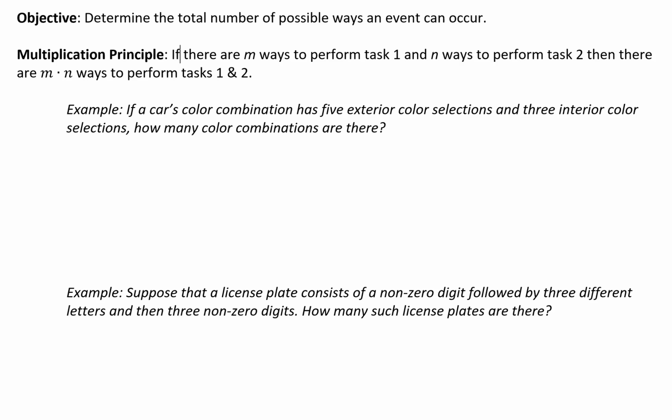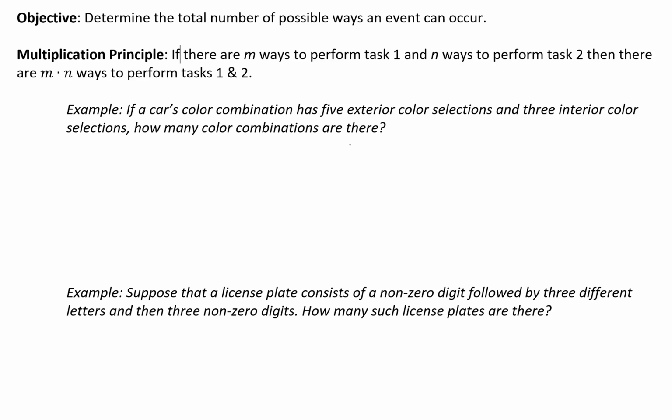The multiplication principle is if there are m ways to perform task 1 and n ways to perform task 2, then there are m times n ways to perform tasks 1 and 2. Here's a great example. If a car's color combination has 5 exterior color selections and 3 interior color selections, how many color combinations are there?